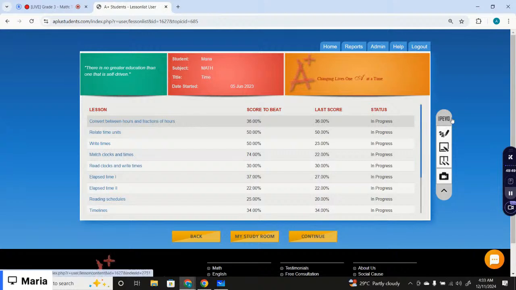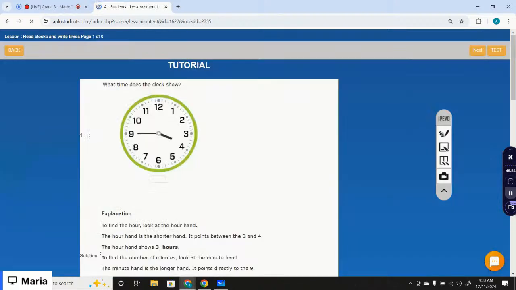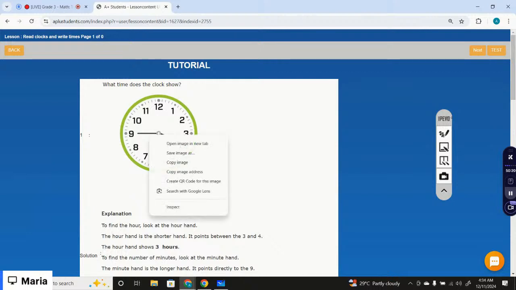The next lesson is read clocks and write times. What time does the clock show? That is 3 hours and 45 minutes. You can see the clock has two hands. This is the hour hand and this is the minute hand. The hour hand is between 3 and 4.